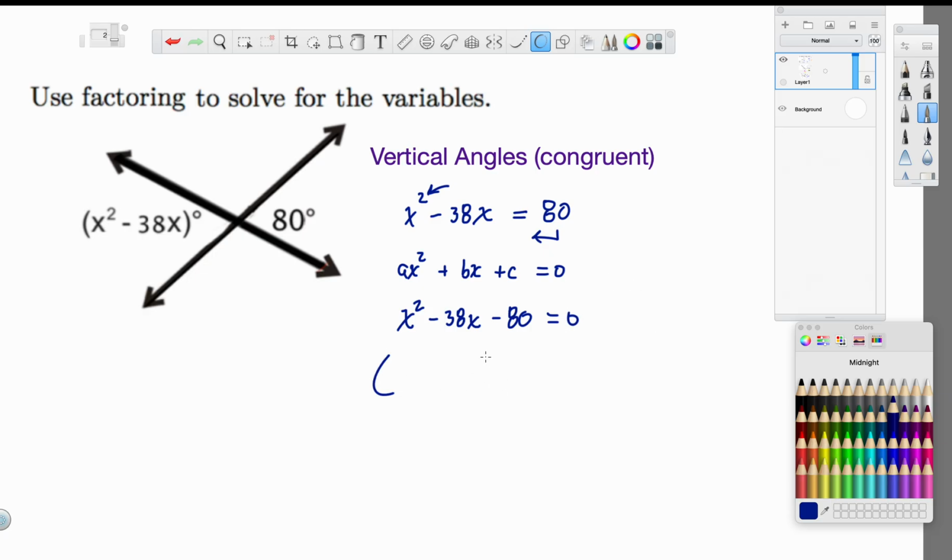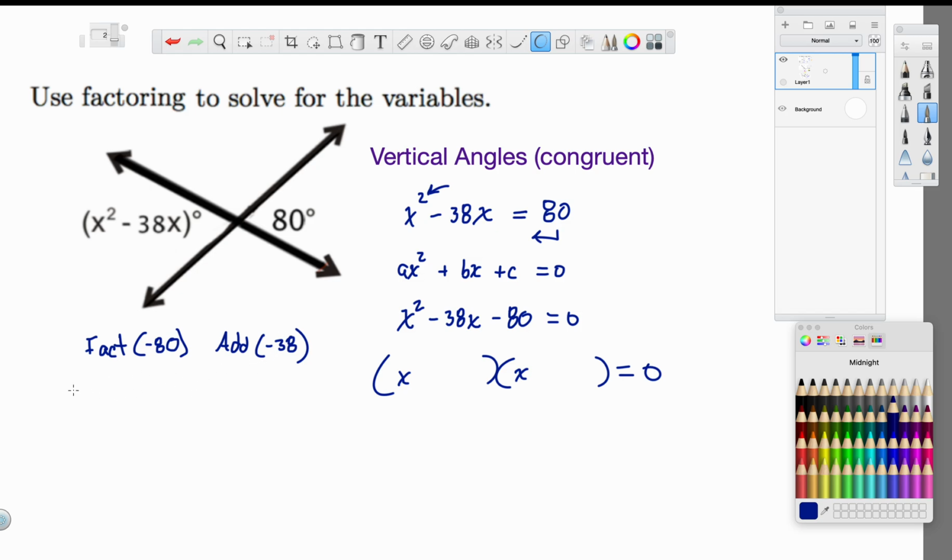Okay, so now I'm going to factor this quadratic. I know that the first term in each binomial has to get me x squared, so it's going to be x and x. And I need to find the factors of the c term, factors of negative 80, and they're going to add to the b term, which is negative 38. So factors of negative 80 that add to negative 38.